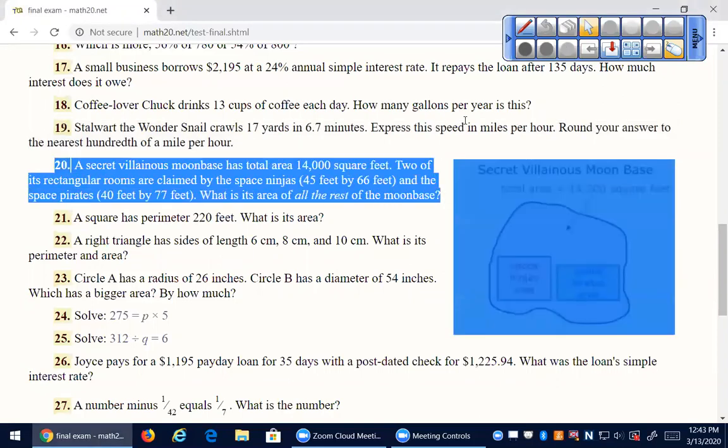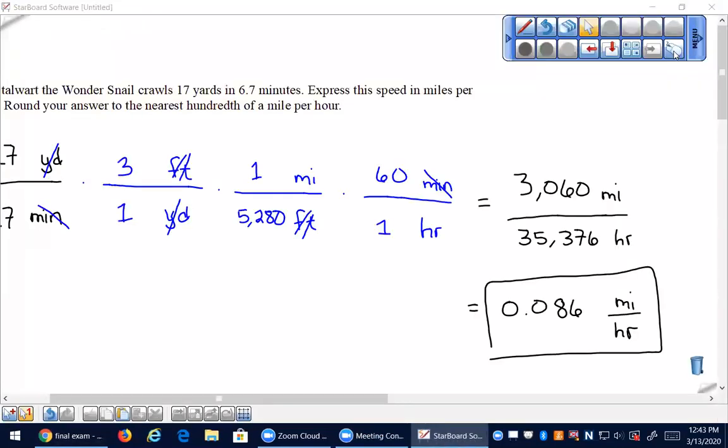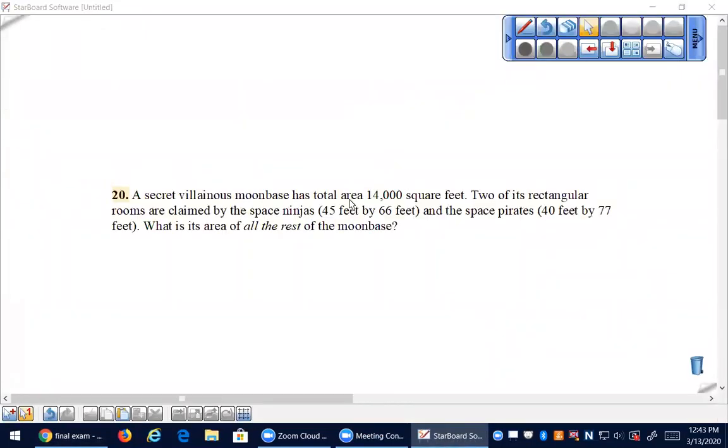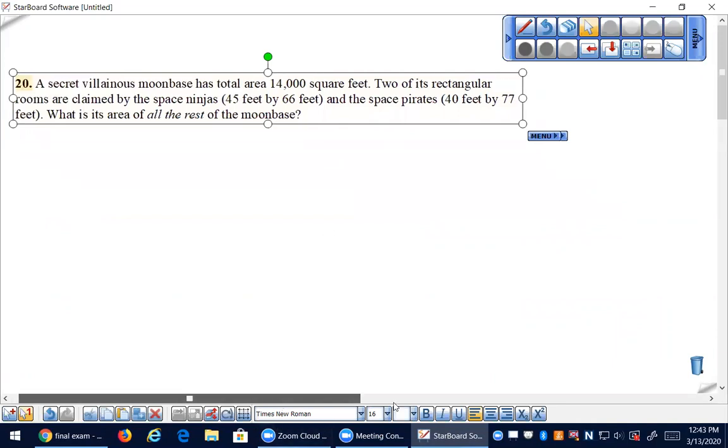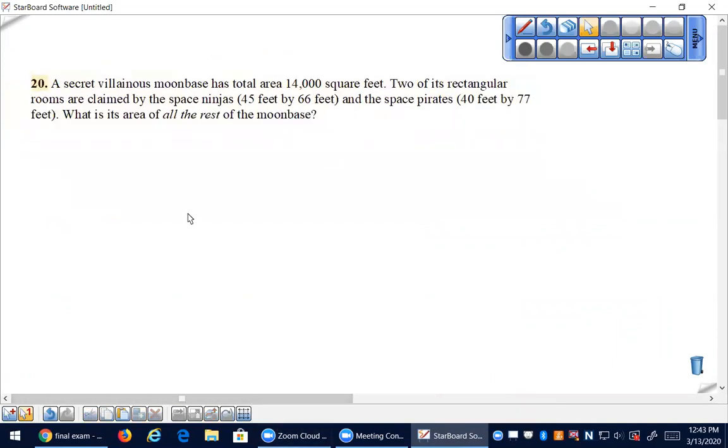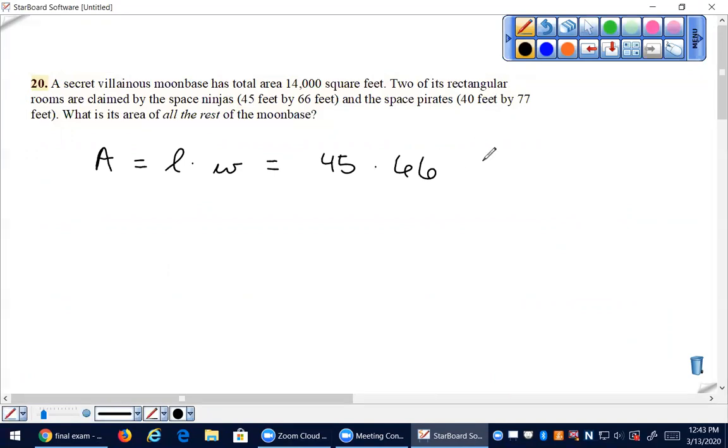Oh, this one, let's see. Like, when am I ever going to use this? Did my picture not copy? That's fine. Okay, so 1 room area is length times width, 45 by 66. So whatever that is. 2,007.